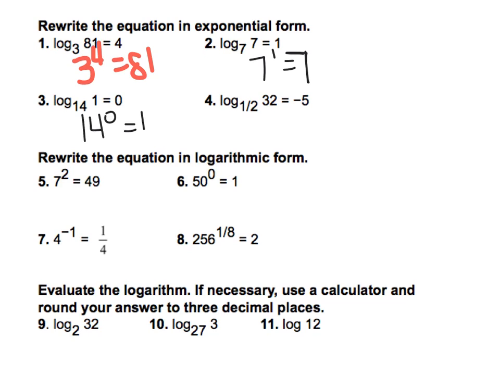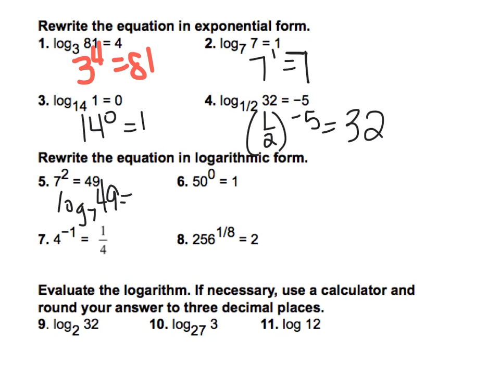Log base 1/2 of 32 would be 1/2 to the -5th equals 32. And again, just going back the other way, 7 to the 2nd power equals 49. If we were going to rewrite that in log form, that would mean that we would have log base 7 of 49 equals 2.